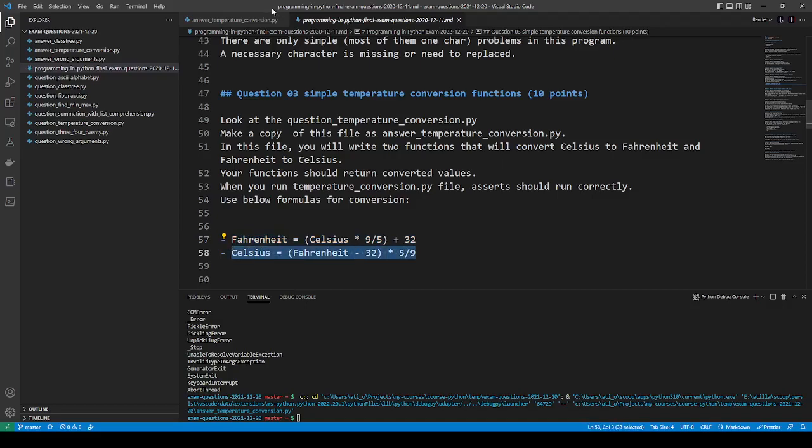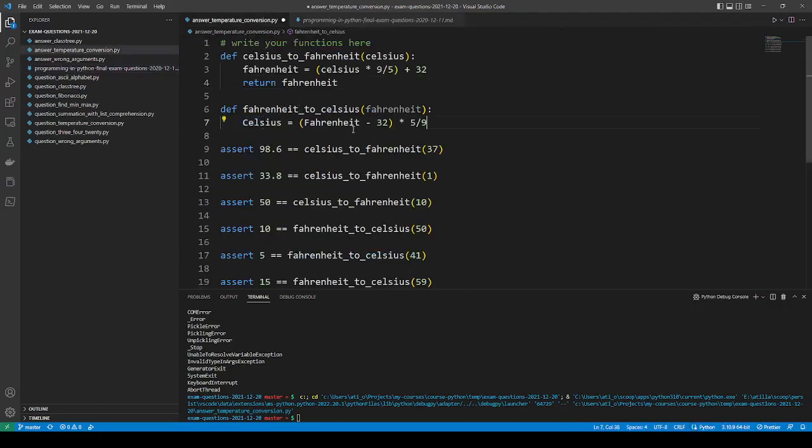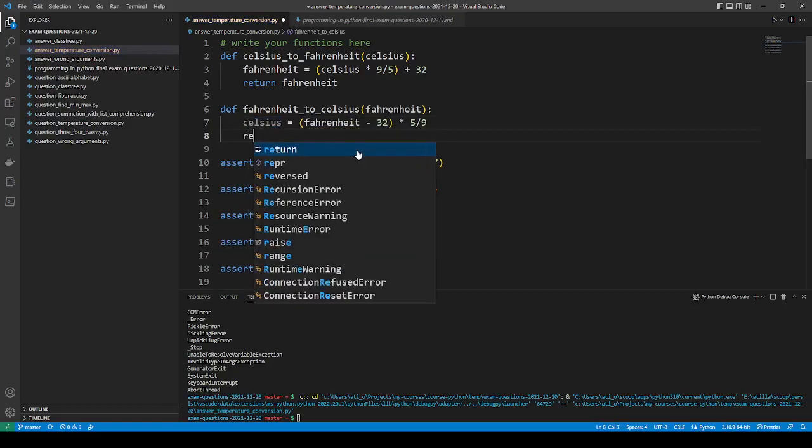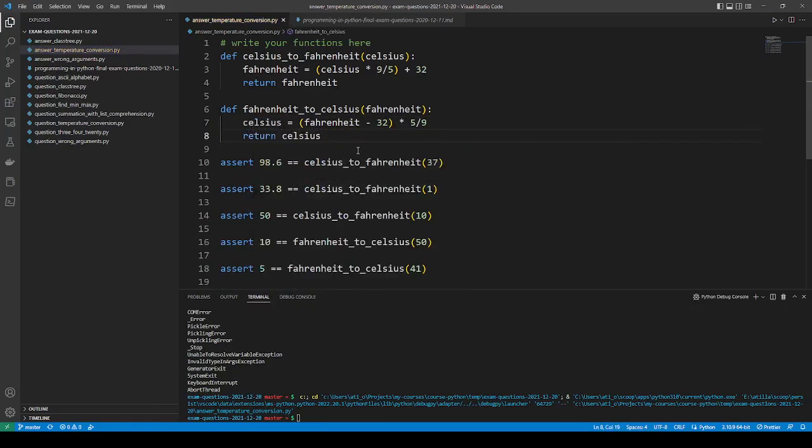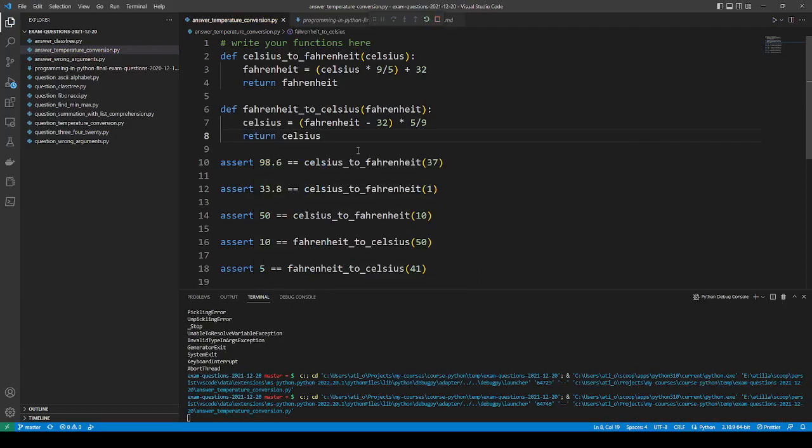Okay, this is the other formula. Put here Fahrenheit to Celsius. This is Fahrenheit. This is Celsius. I'm returning this value, Celsius. And if I run this one again, that's it.